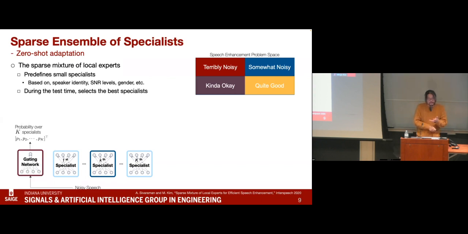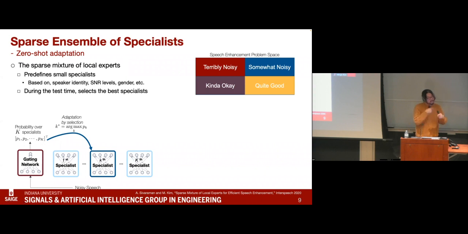During the test time, we have this noisy speech coming into the system, and we feed that to this little classifier, which we call the gating network. This gating network, of course, has to be trained somehow so that it can recognize, oh, this noisy speech is a very terribly noisy case. Then it says, I'm going to use this particular specialist because that specialist is specialized for that kind of noisy case.